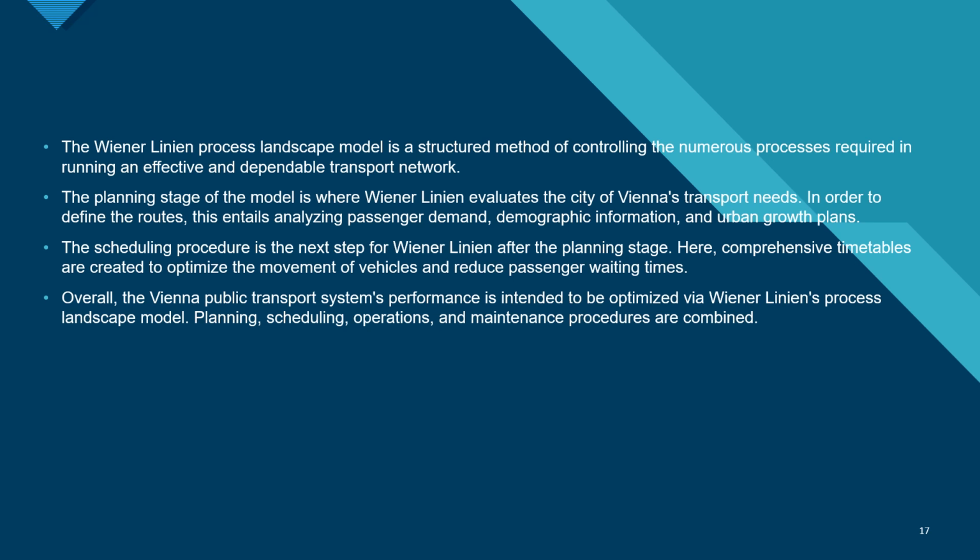So this Wiener lean process landscape model is a structured method of controlling the numerous processes required in running an effective and dependable transport network. So the overall Vienna public transport system performance is intended to be optimized via the Wiener lean process landscape model. Planning, scheduling, operations, and maintenance procedures are combined.